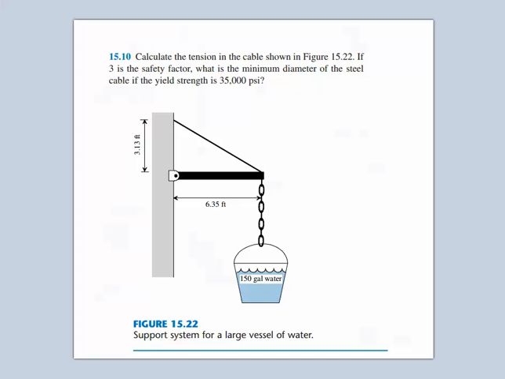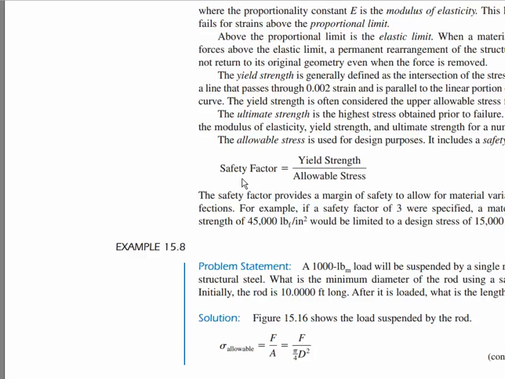The last part of the problem says that assume that you have a safety factor of 3. All right, now let me pause the video right now to show you where that safety factor equation is. All right, the safety factor is equal to the yield strength of the material divided by the stress that you allow to happen in that part.